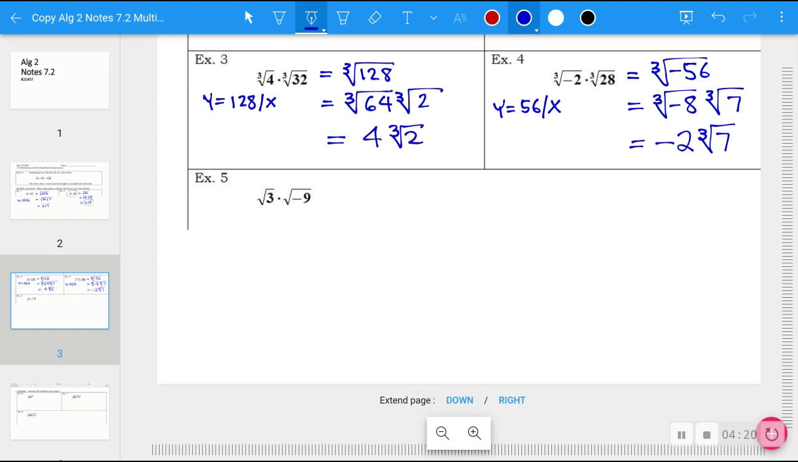Okay, example 5 also has a negative underneath. The radicand there is negative, but the problem here is we're not supposed to be using i, and the square root with a negative underneath it doesn't yield a real answer. So this whole thing, we're just going to say no real solution here. If we were allowed to use i, we would find an answer.